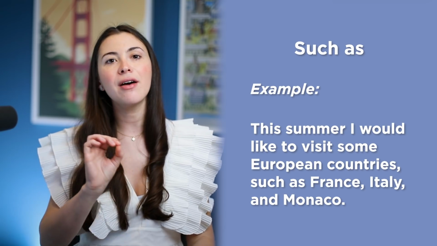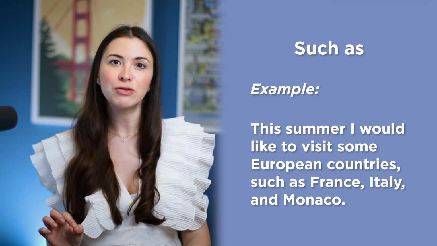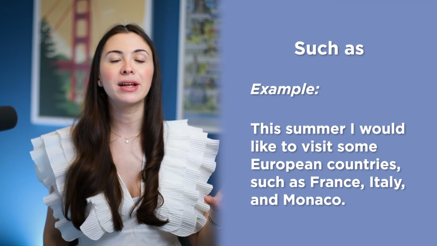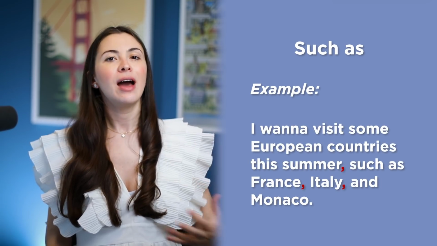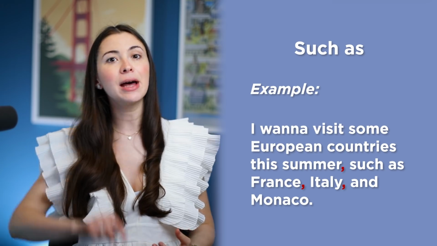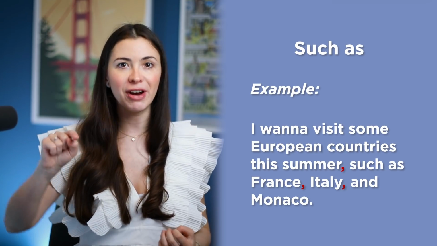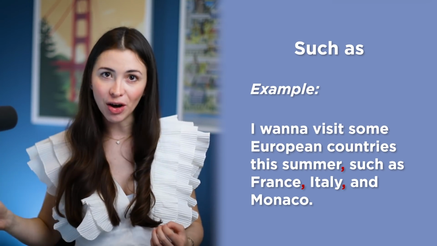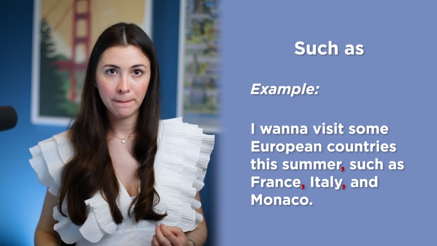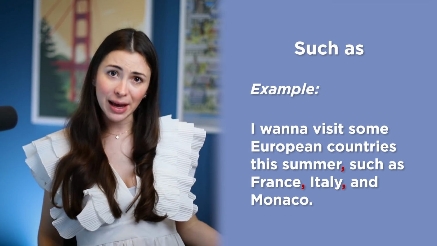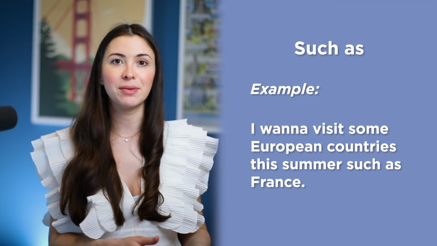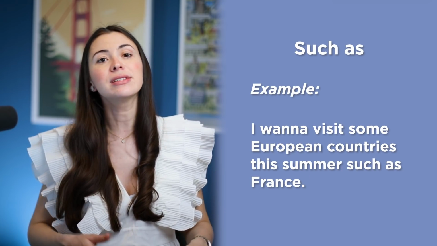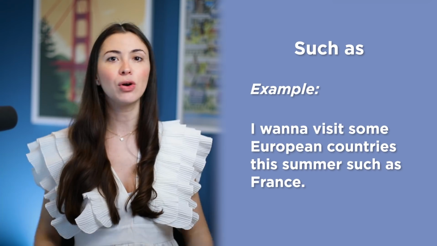So if you have more than one object after "such as," you need to separate "such as" from the rest of a sentence by a comma. So you will have, I want to visit some European countries this summer, comma, such as France, comma, Italy, comma, and Monaco. But if you have only one example, then there is no need to put a comma there. I want to visit some European countries this summer such as France. That's it, no comma needed.